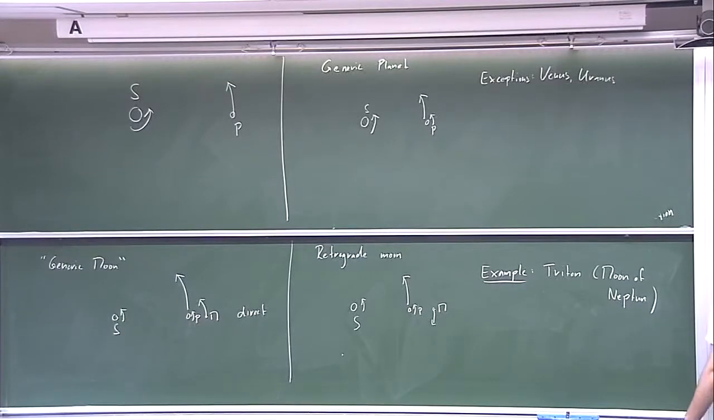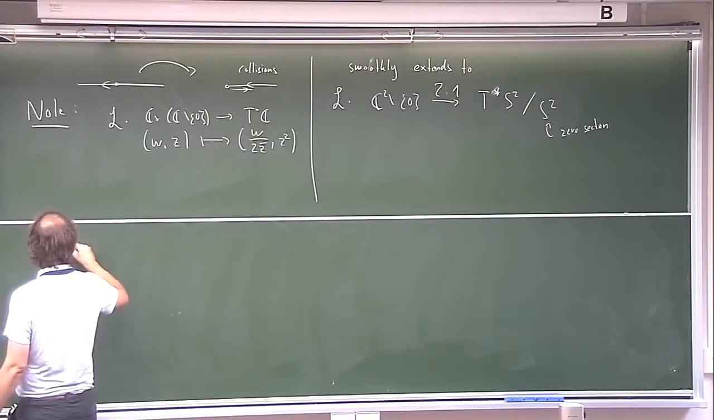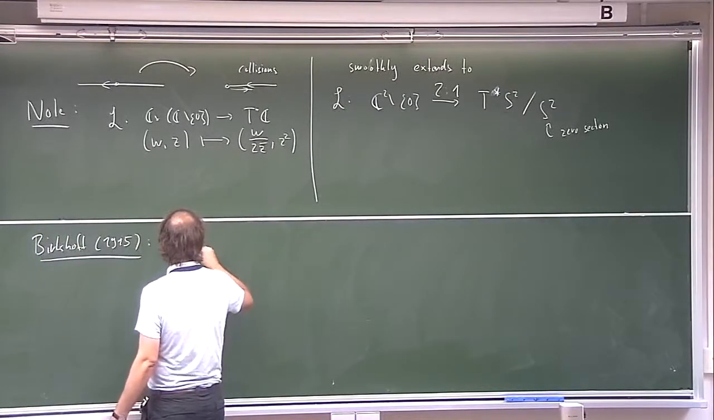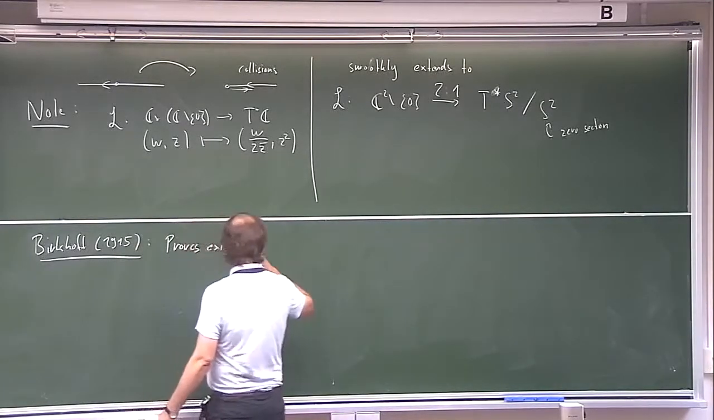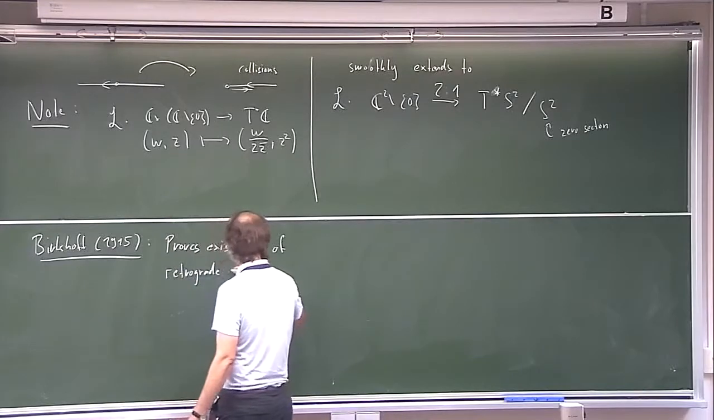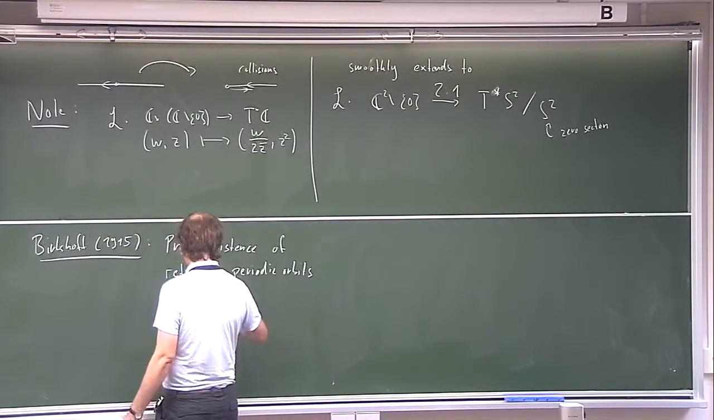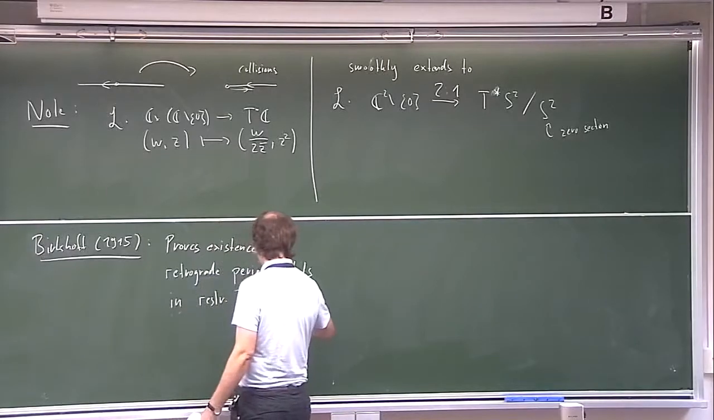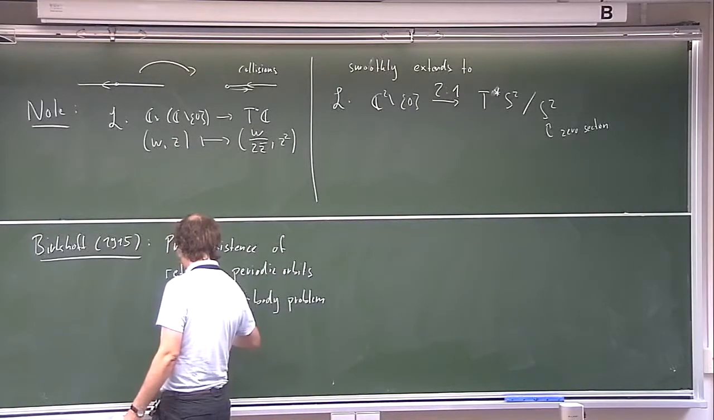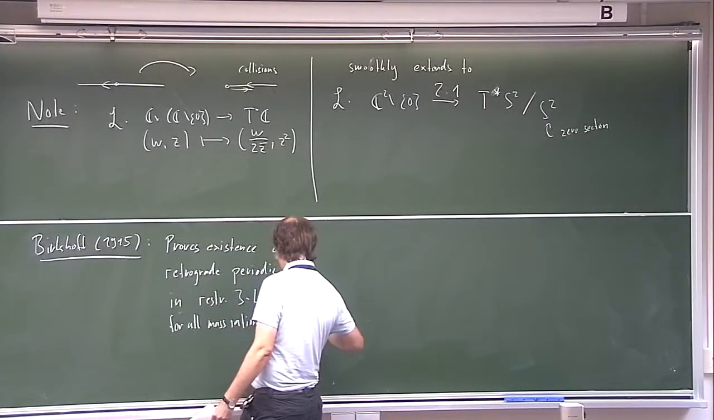So let's go to Birkhoff. This is actually 1915 he proved this. Proves existence of retrograde periodic orbits in the restricted three-body problem for all mass ratios below first critical value.